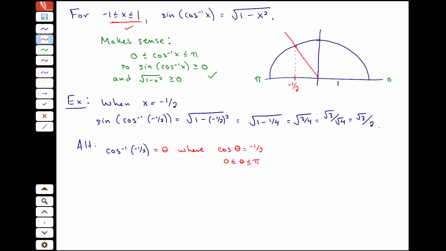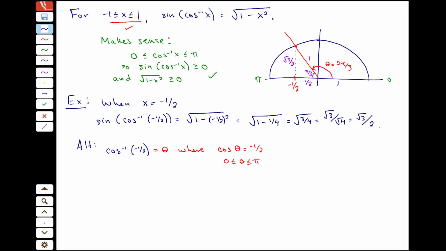And then if I think about what the side lengths of this triangle have to be, if this side is 1/2, then this is a 30, 60, 90 triangle. The hypotenuse is always 1 on the unit circle, and so the opposite side has to be root 3 over 2. So this angle in this triangle is pi over 3, and so my angle theta that I'm looking for is 2 pi over 3.